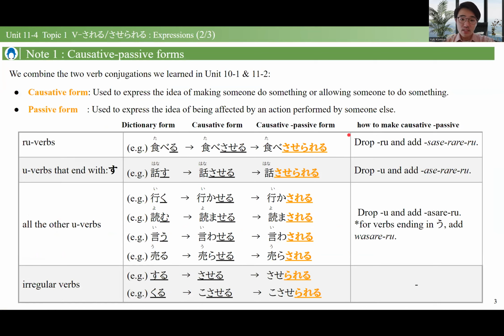To make this kind of sentence, we need to combine two sentence patterns we've learned so far. First, back in 11.2, we learned causative. Causative was the idea of making someone do something or letting someone do something. And then we want to pull out this sentence pattern that we learned in Unit 10, passive. The passive, be affected by something that other people do. Like, my wallet was stolen or my lunch was eaten, things like that. We combine these two concepts. The passive of causative is being forced or being made to do something.